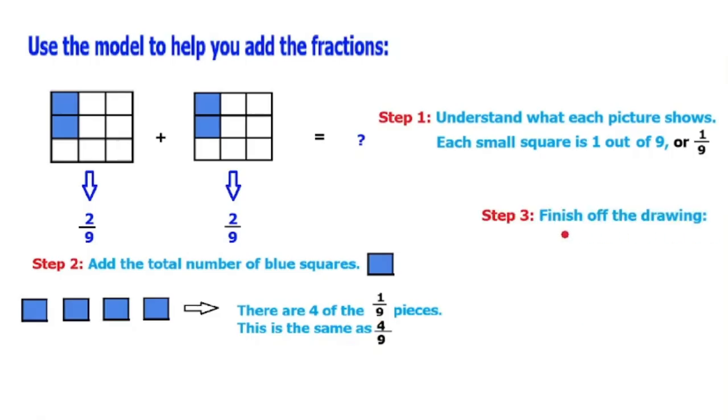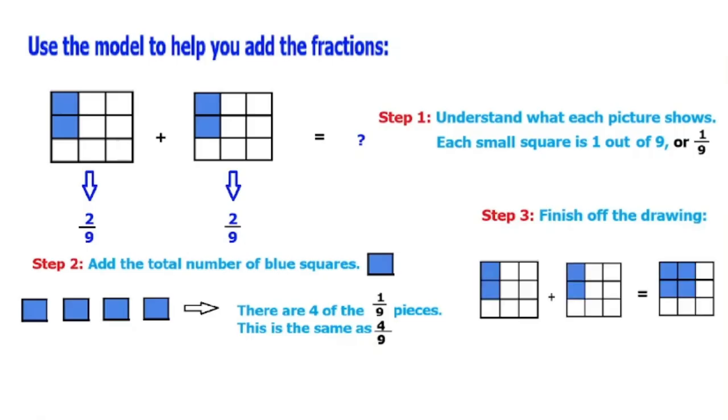So the final step is to finish off the drawing. So the drawing is going to look like this. What we did was we added these two with these two, and it gives you 4. And the picture would look like this. 4 out of the 9 would be filled in. So the final sentence will look like this: 2/9 plus 2/9 equals 4/9. And you've just added your first fraction.